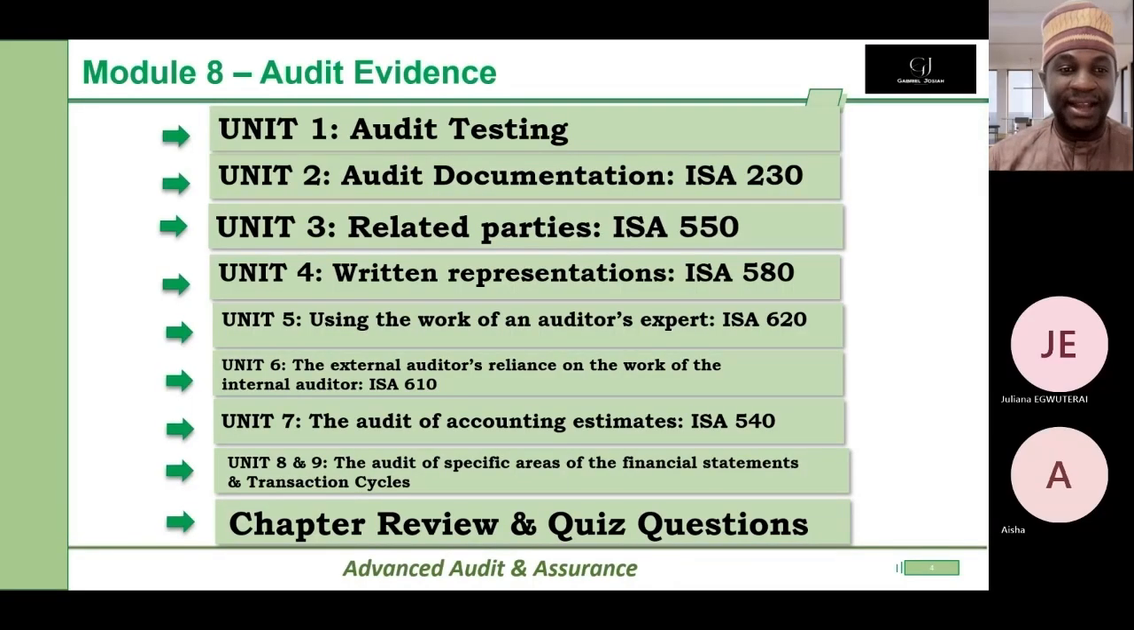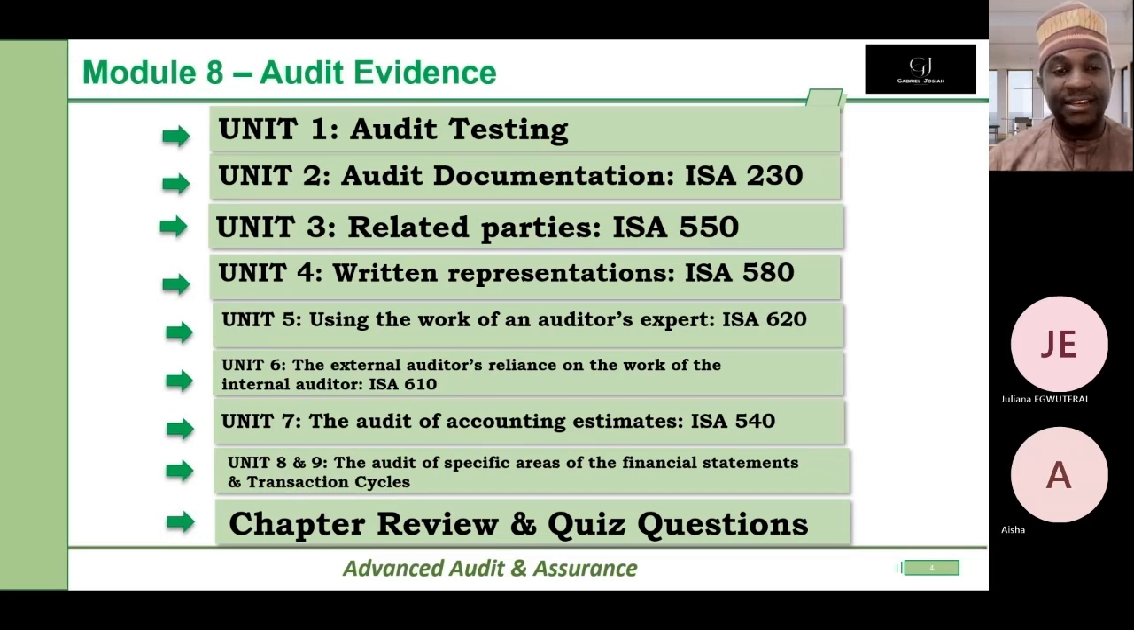About audit. You can see the units are so much. I don't know how we're going to run through this in 1 hour, but we shouldn't run and miss the most important aspect of the module or the chapter. So let's take our time, but we have to be fast. Actually, we don't have that time.